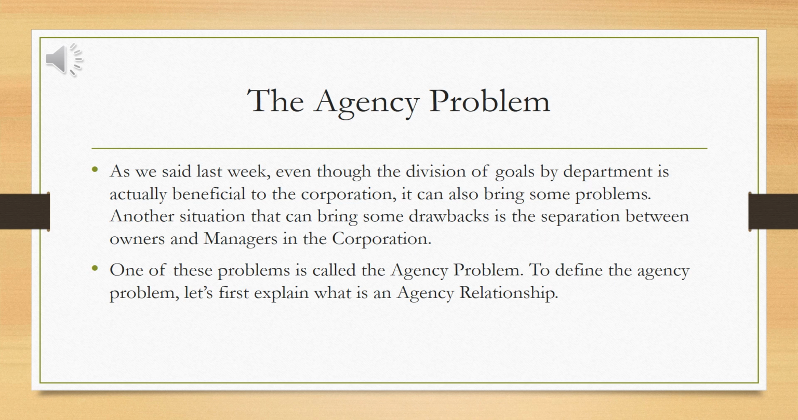As we said last week, even though the division of goals by department is actually very beneficial to the corporation, it can also bring some problems. Another situation that can bring some drawbacks is the separation between owners and managers in a corporation. One of these problems is called the agency problem. To define the agency problem, let's first explain what an agency relationship is.